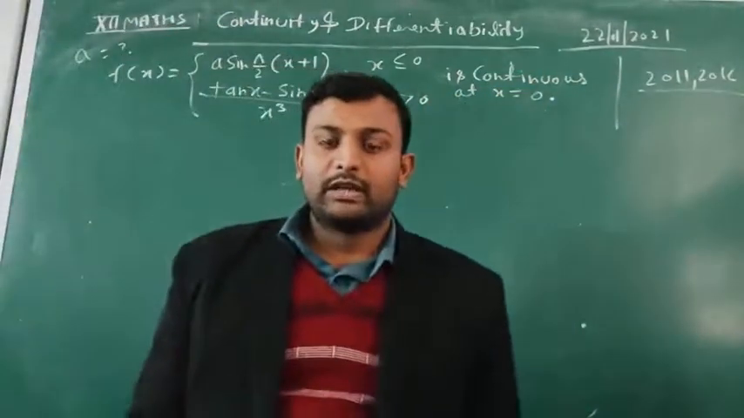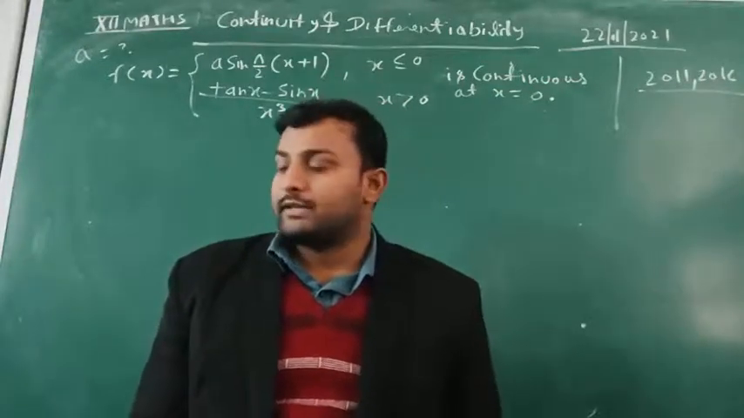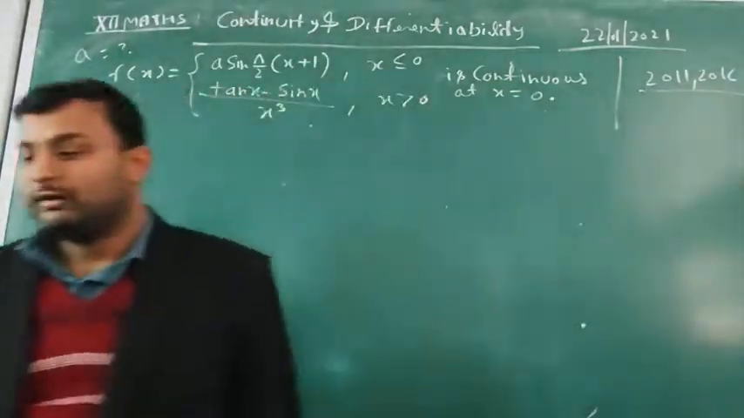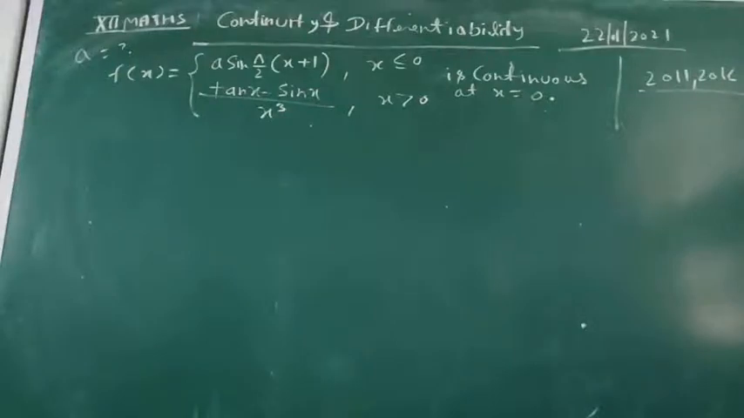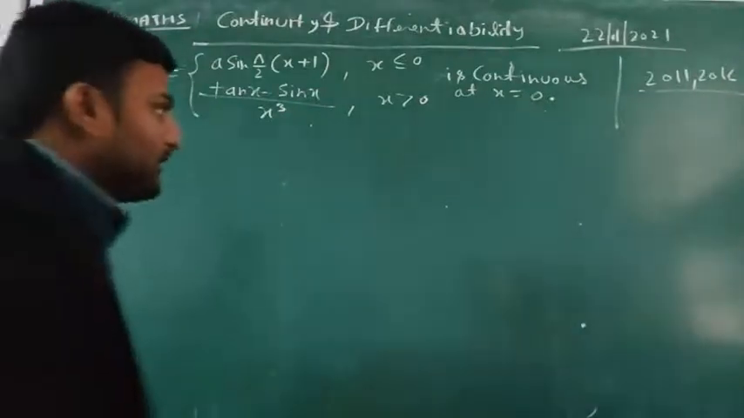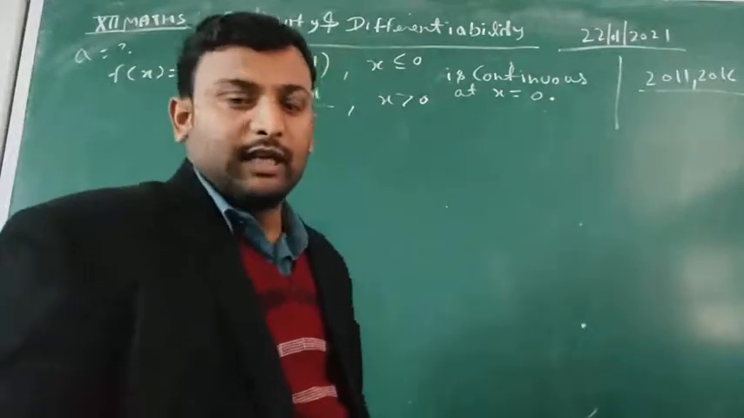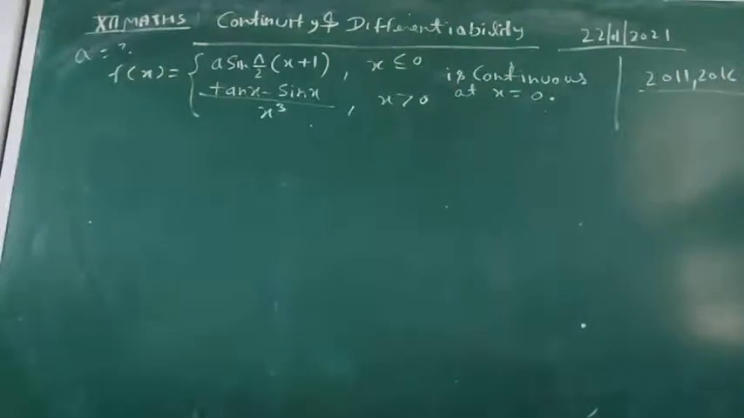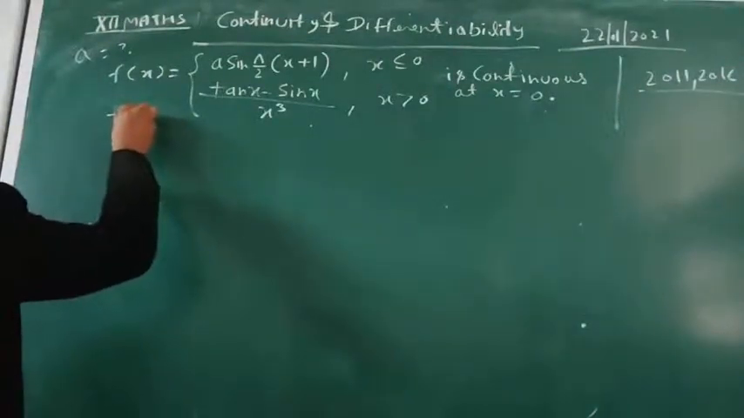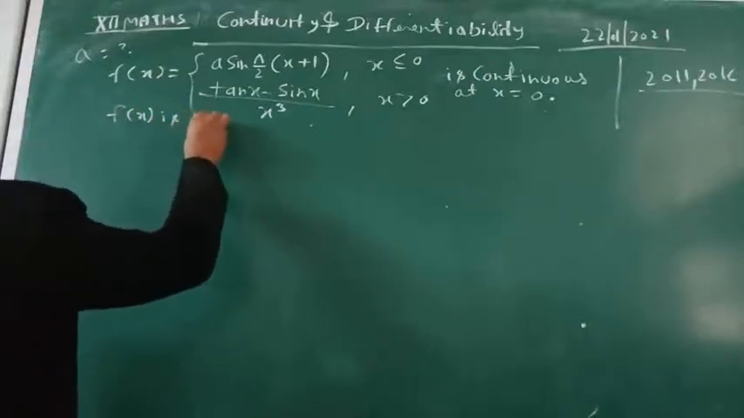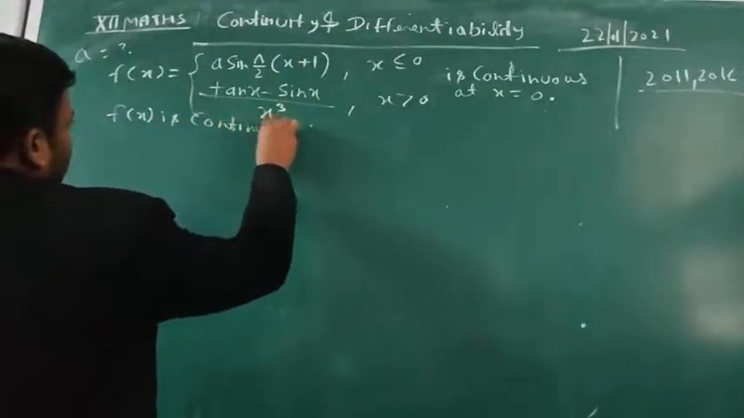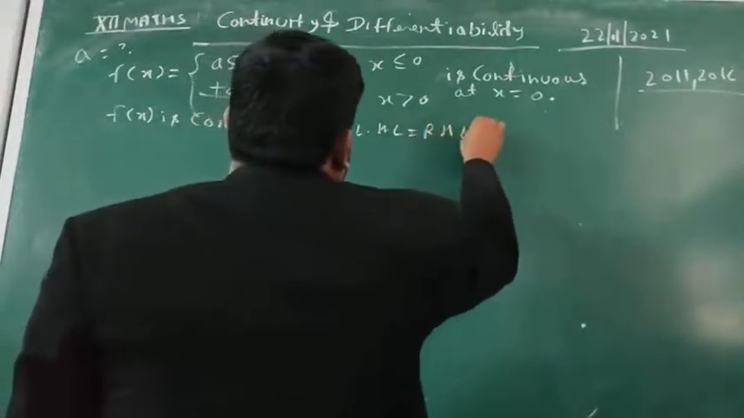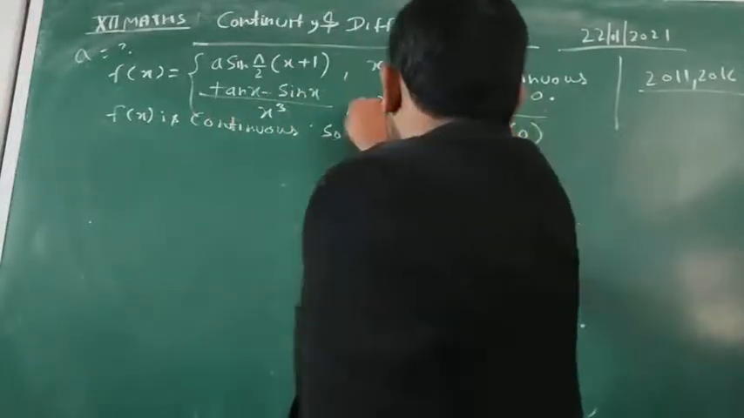So student, all of you know that if a function is continuous, then its left hand limit, right hand limit and value of the function at that point will be equal. So we will find its left hand limit and right hand limit, equate these three, and we will find the value of our a. Okay, let's start. First of all, we write that the function is continuous, so left hand limit is equal to right hand limit is equal to value of the function at 0.